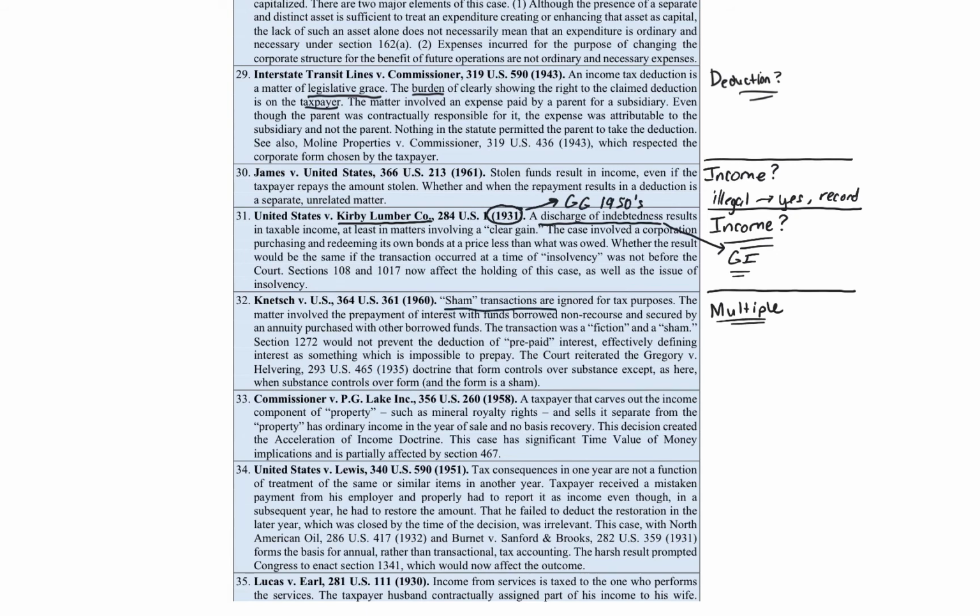Sham transactions are ignored for tax purposes. So remember I told you about business purpose, economic substance. Sham transactions, another one. Substance over form. Sham transactions are ignored for tax purposes. So if you're doing something for purely tax evasion purposes, they can be ignored by the IRS. Basically, some of you are wondering, well, aren't there a lot of things out there that evade taxes? And you're right.